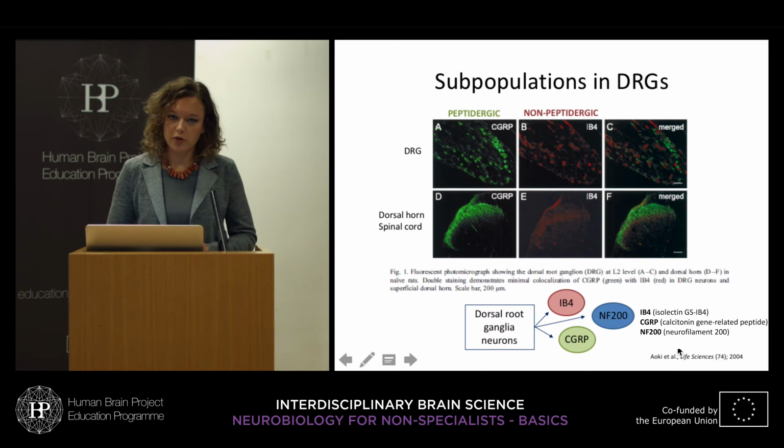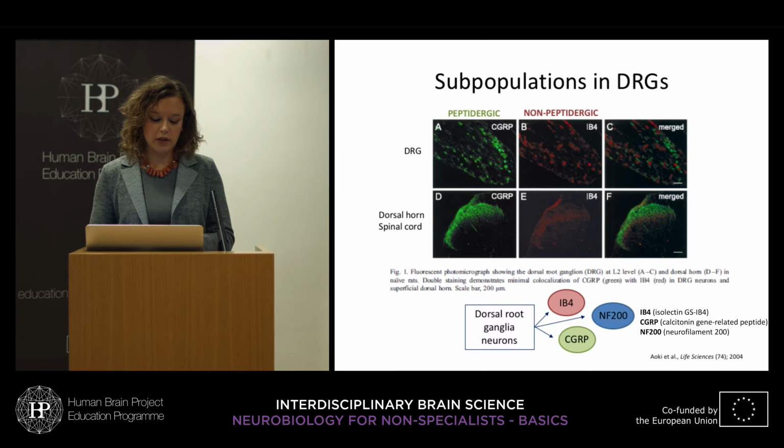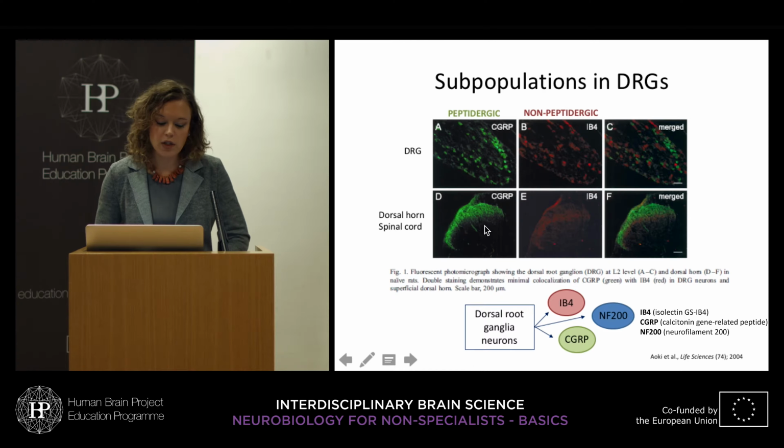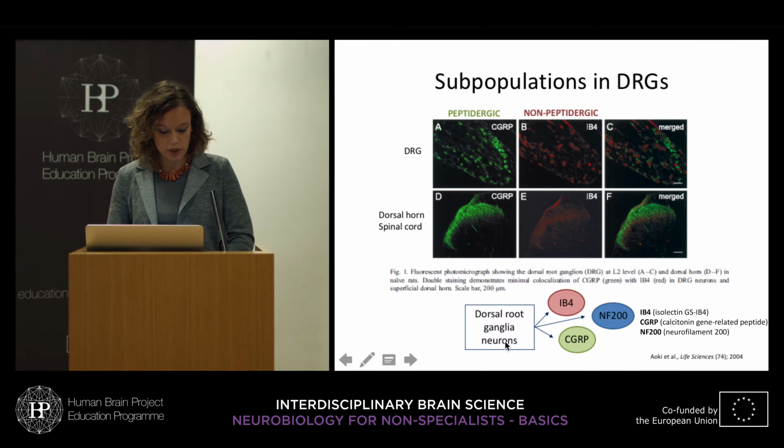So, as I told you before, dorsal root ganglia are the structure where the cell body of your nociceptor is located. You can distinguish different populations in the dorsal root ganglion. They differ by the expression of different molecular markers, like isolectin beta-4, IB4, calcitonin gene-related peptide, CGRP, and neurofilament 200, NF200. These two populations, IB4 and CGRP, are important for nociception.